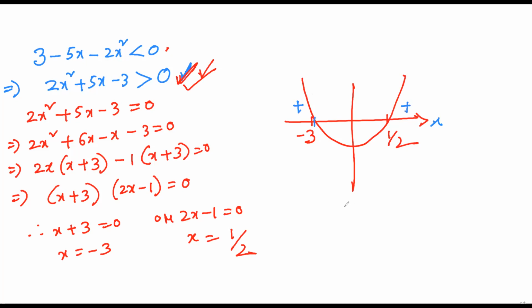How do we get these things? When the x value is less than -3, that means going from -3 to infinity, the curve is positive. So you have to write x less than -3, or -3 to half, the curve is negative. You see, from -3 to half, the curve is negative. We don't want these things. Or x greater than half. That means when you proceed from x value greater than half, from half to infinity, the curve is positive.